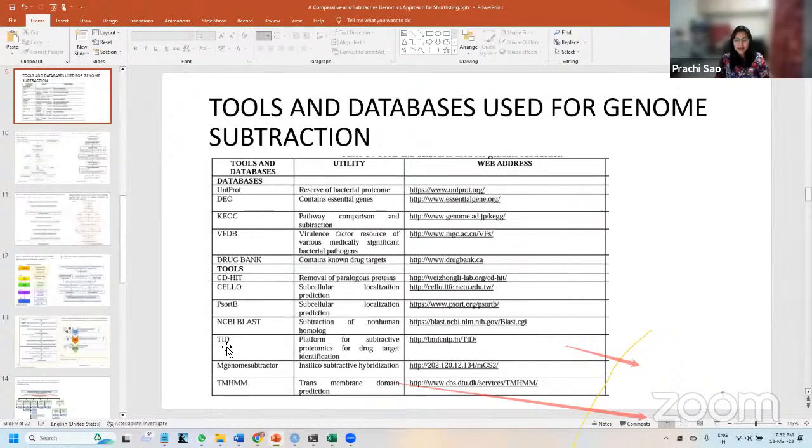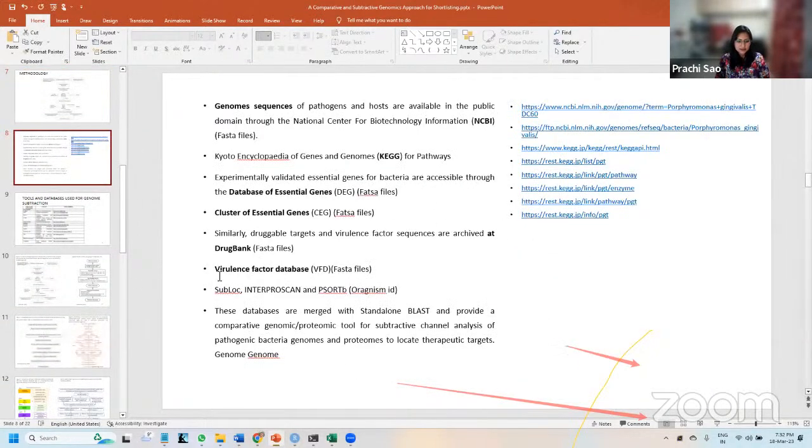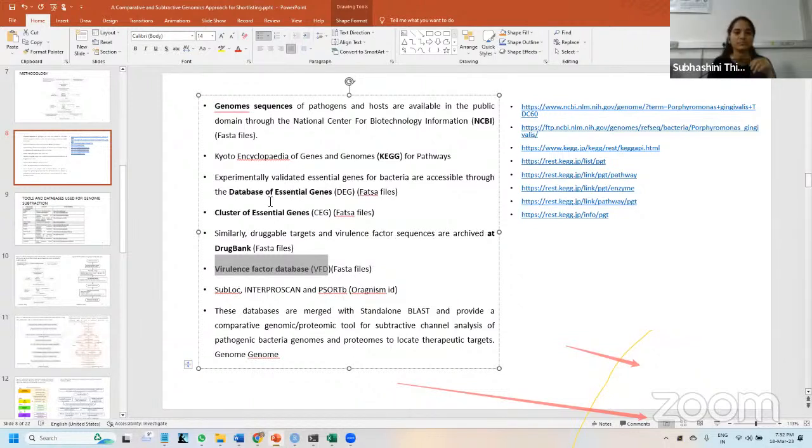So here I have already mentioned the virulence database. So this itself is a database. Resistance information we can also get from essential genes. And yes, there are databases for specific organisms where we have the resistance database also.